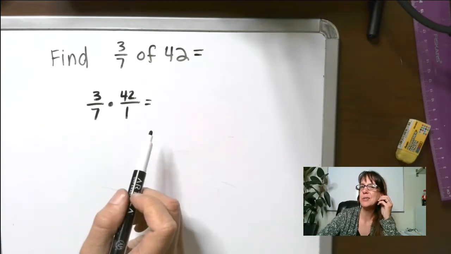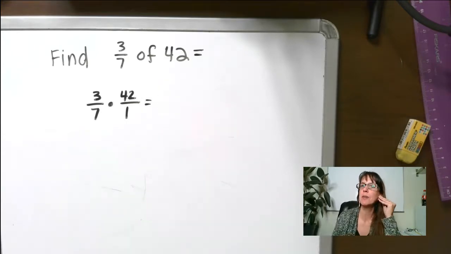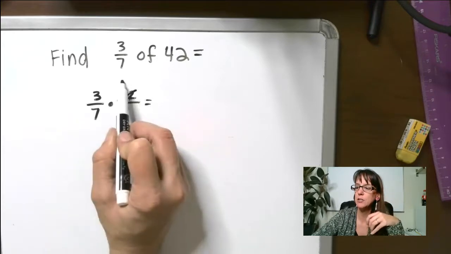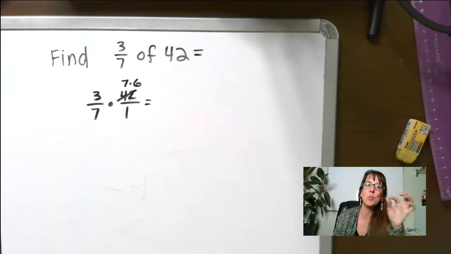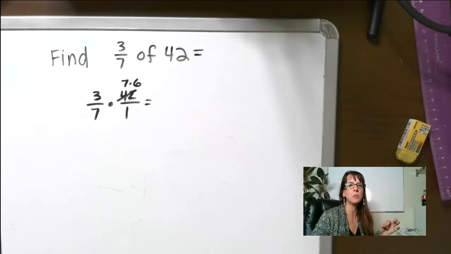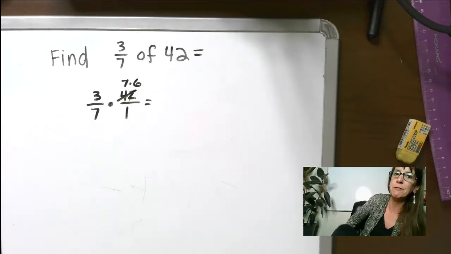Now you could sit here and do this all on a calculator, but I want you to get in the habit of cross-canceling. Cross-canceling means 42 can actually be broken down into 7 times 6. This is where it's really important that you know your multiplication tables. If you don't, this is going to be a very miserable experience for you. I really strongly advise you memorize your multiplication tables. It will save you so much time in the future.